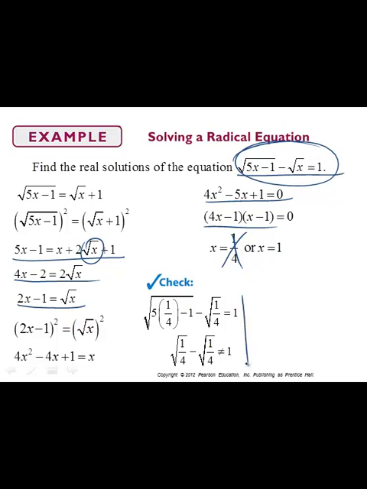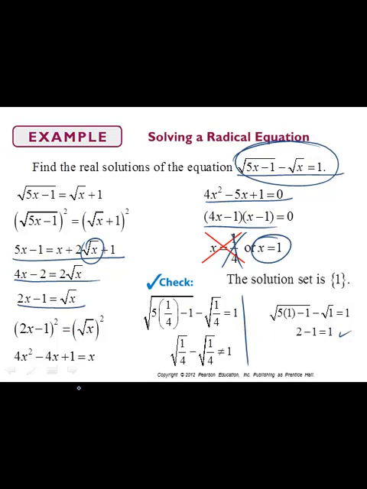Now let's check x equals 1. When you plug in 1 for x, you get 5 times 1 minus 1, which is 4. The square root of 4 minus 1 is really equal to 1. So we will retain 1 as our solution. Okay? So make sure that you are checking those answers.